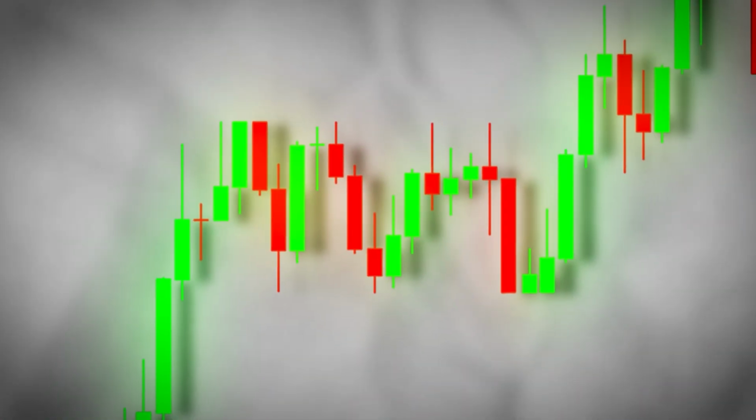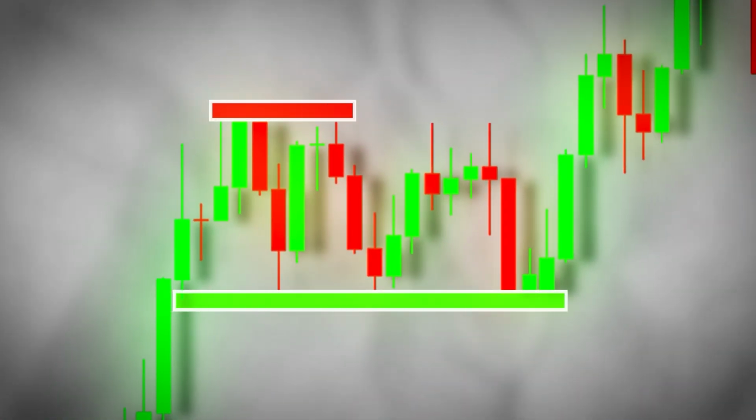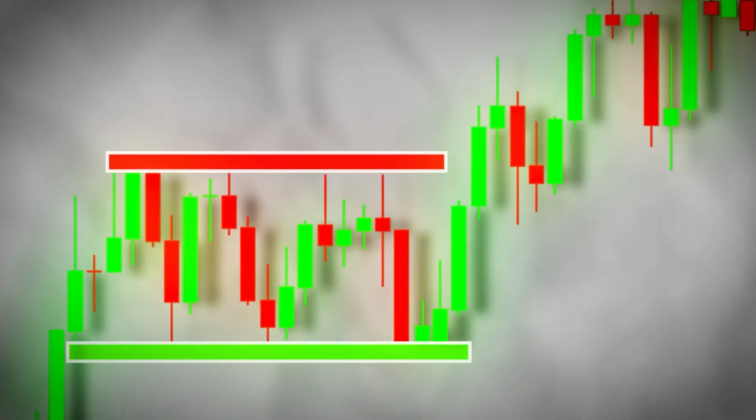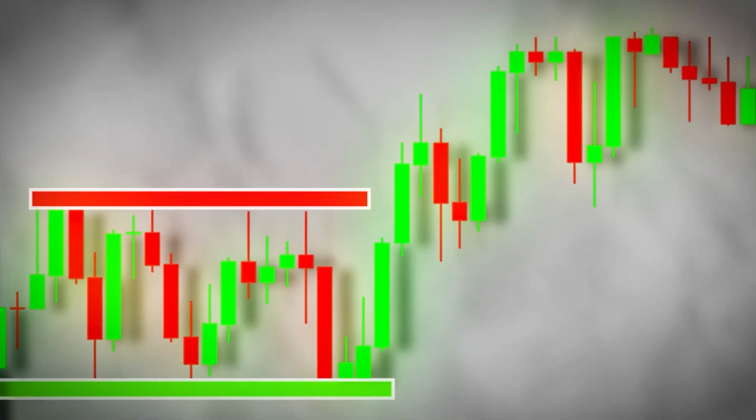Rectangle pattern. A rectangle is a chart pattern formed when the price is bounded by parallel support and resistance levels. A rectangle exhibits a period of consolidation or indecision between buyers and sellers as they take turns throwing punches, but neither has dominated. The price will test the support and resistance levels several times before eventually breaking out. From there, the price could trend in the direction of the breakout, whether it is to the upside or downside.